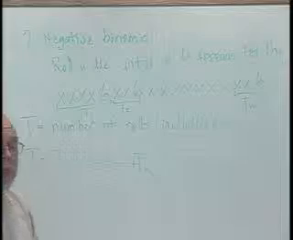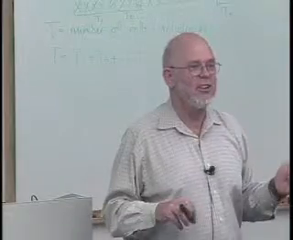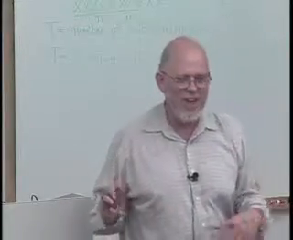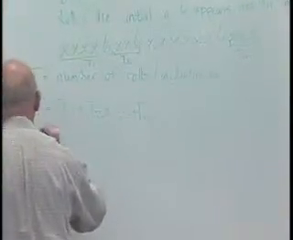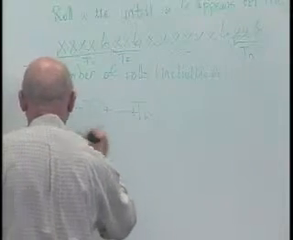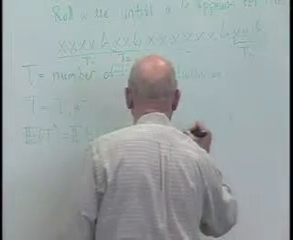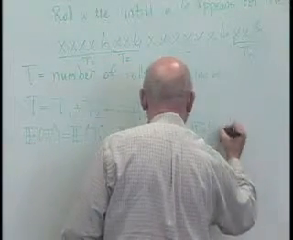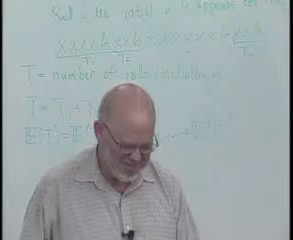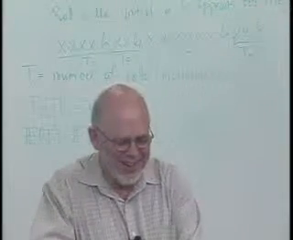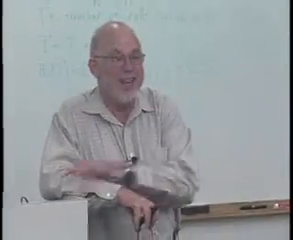But what did I prove earlier? I proved that for the sum of two random variables, the expectation of the sum was the sum of the expectations, and I could trivially extend that by induction to any finite number. So the expectation of this random variable t is the expectation of t1 plus the expectation of t2 plus dot dot dot plus the expectation of tn. But now what sort of distribution did I just blurt out is obeyed by the random variable t1? It's geometric, isn't it?